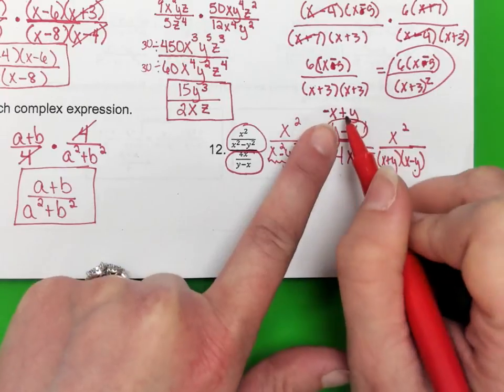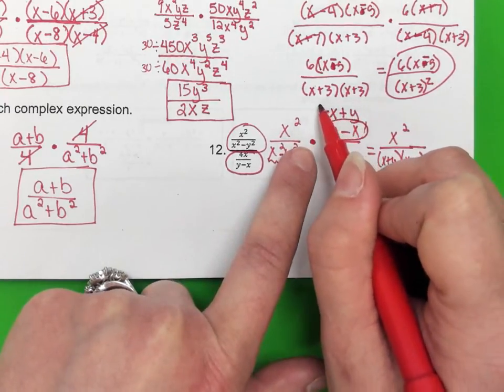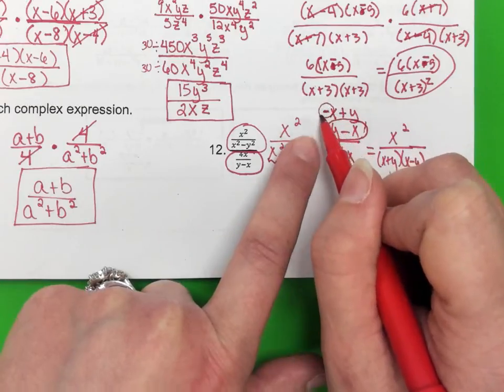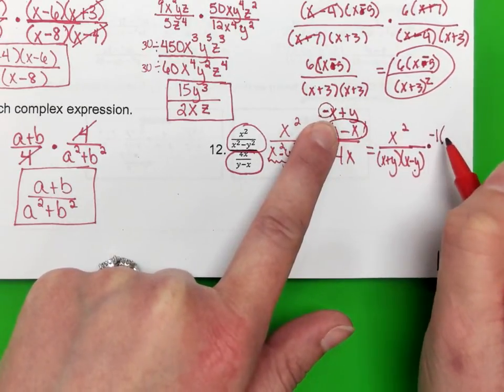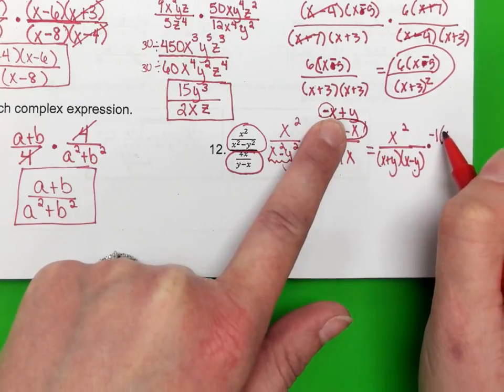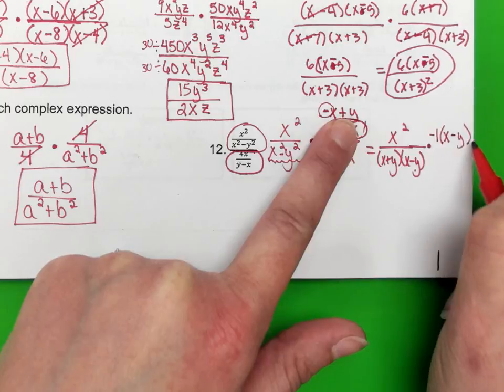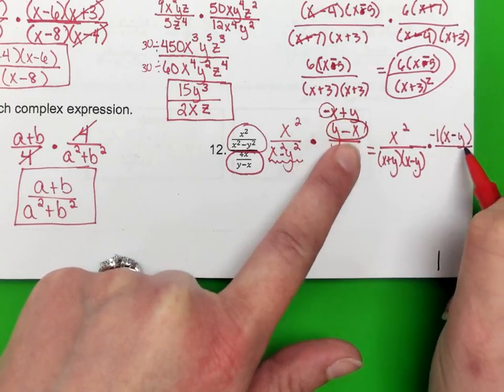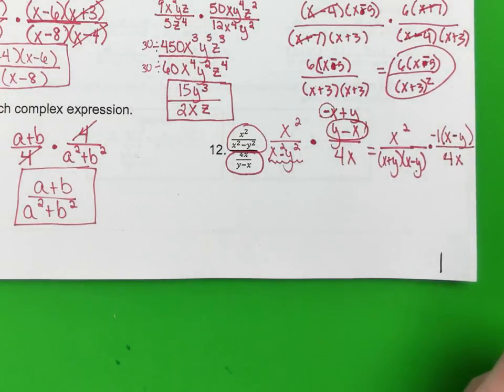But what do these both have in common? What can I factor out of this? What kind of one? You always take what in the front? Negative 1. Okay, so here we go. So this is negative 1. That'll be a positive x now and a negative y. And then what's on the bottom? 4x. Are y'all okay with that?